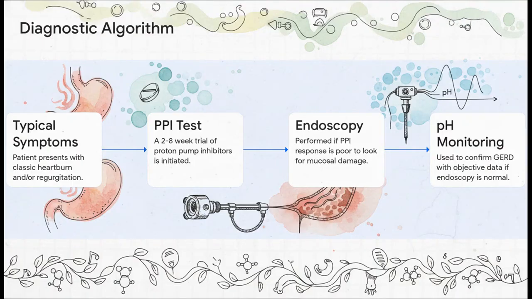And there's a very logical flow that clinicians follow. For a patient with classic symptoms, no red flags, a trial of PPIs is a totally reasonable first step. If that doesn't work, or it only kind of works, then it's time for an endoscopy to go looking for evidence, like esophagitis. And if that scope is totally normal, but the doctor still really suspects GERD, the final step is that objective pH test to get a conclusive answer, one way or another.